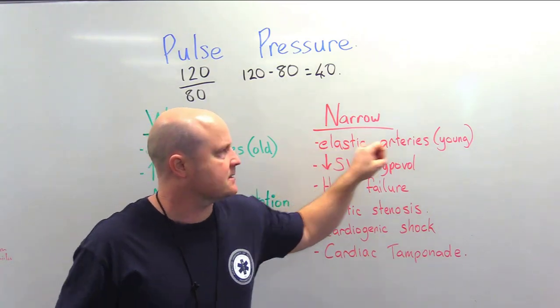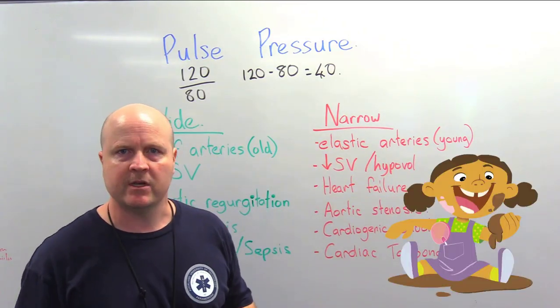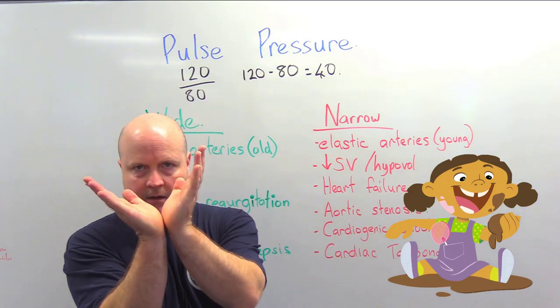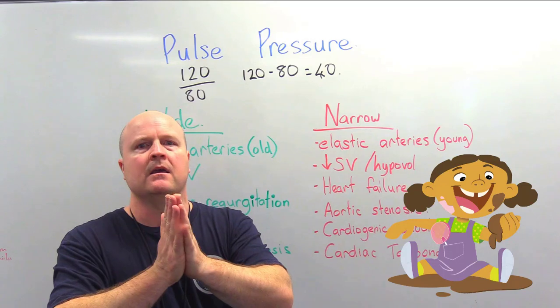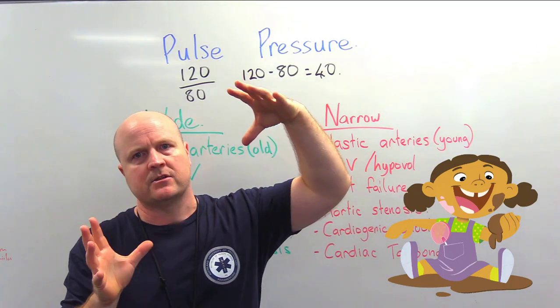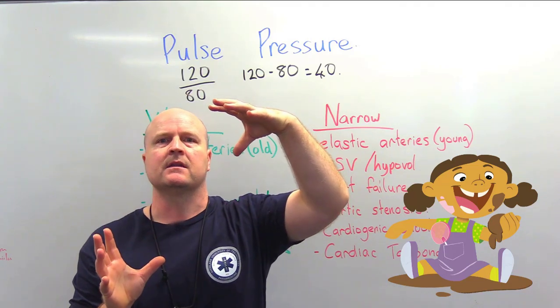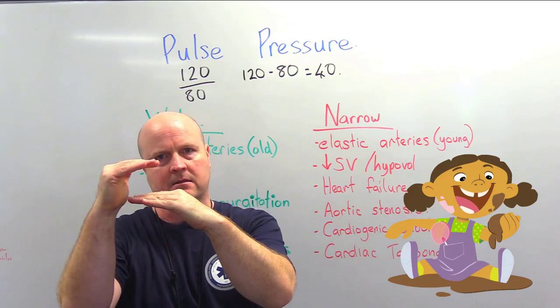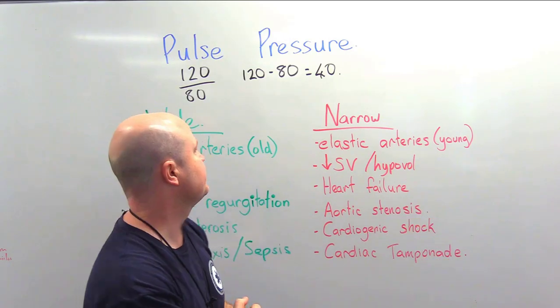Alright, narrow. So a narrow pulse pressure is going to be the opposite. If we have nice elastic arteries like we do when we're young and we had hair, then during systole the ventricles contract and our arteries are going to stretch nicely. If the arteries stretch, then there's more space for that blood to sit in and less pressure. So our systolic is going to be less and closer to our diastolic.